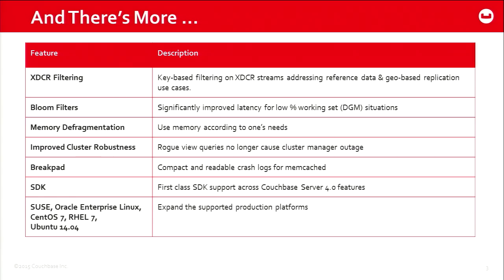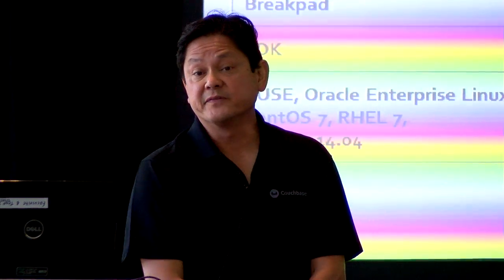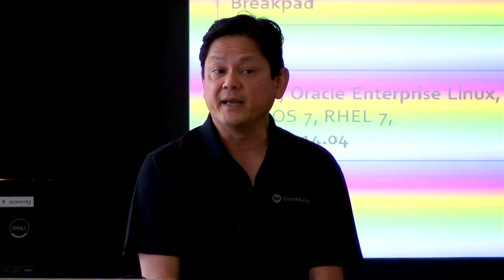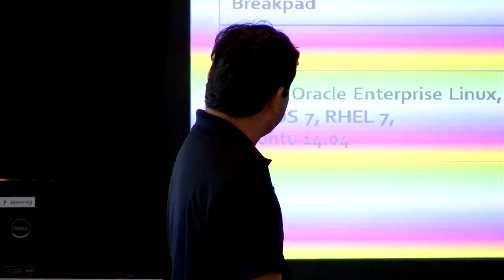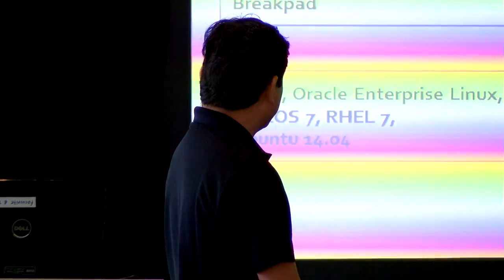We also improved our memory management, cluster robustness, and introduced a breakpad library that generates a more compact and readable crash log, and therefore easier debugging. All SDKs have been enhanced to support 4.0, including Nickel. And there are many sessions in the conference today in the developer track that talk about various SDK support if you're interested. And we also created and improved the platform support in 4.0. We added SUSE support and Oracle Enterprise Linux based on popular demand from our customers, and it'll be in 4.0.